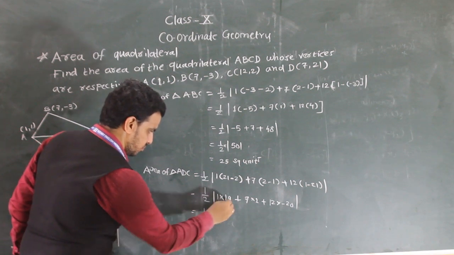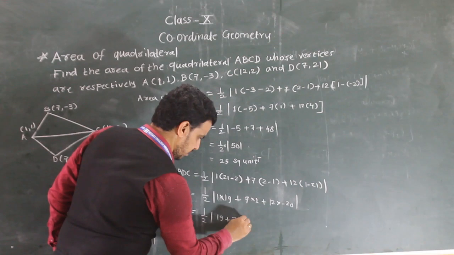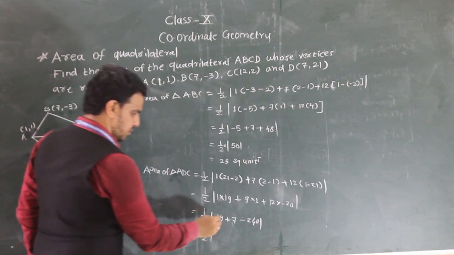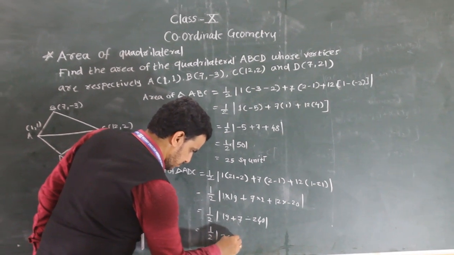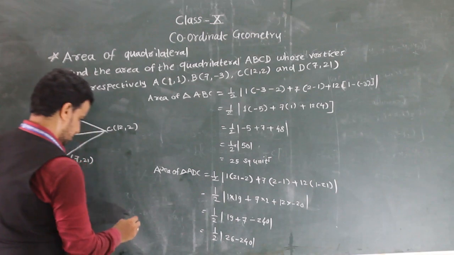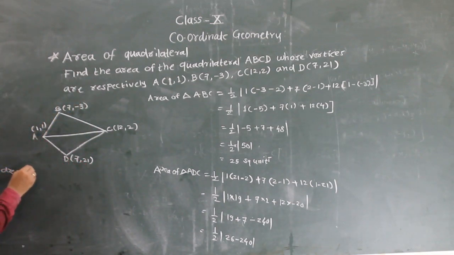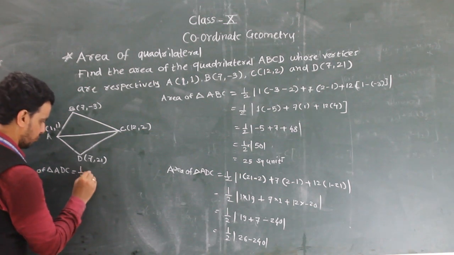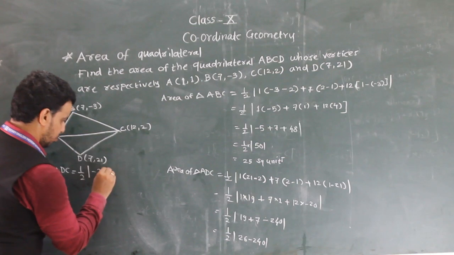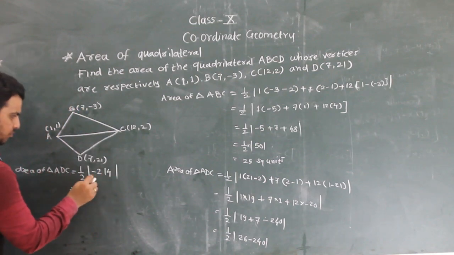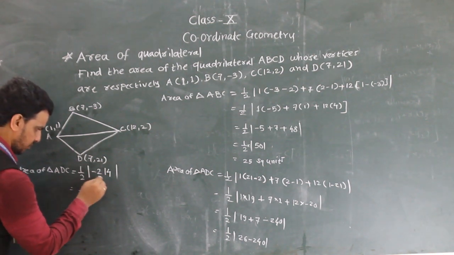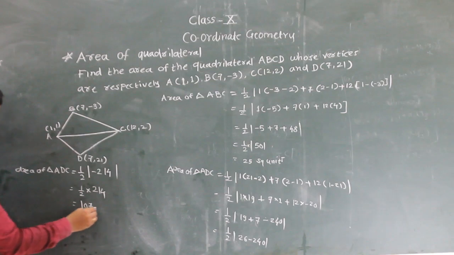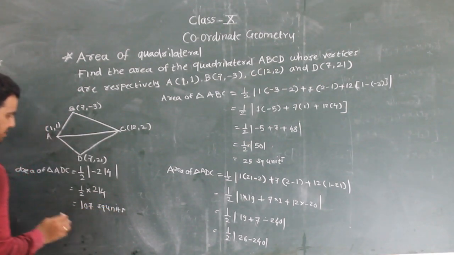So this is half into mod of 19 plus 7 minus 240. Half into mod of 19 plus 7, that is 26, minus 240, that is minus 214. So half into mod of minus 214 means half into, if we remove this mod, 214. So half into 214, that is 107. Now this is the area of triangle ADC.